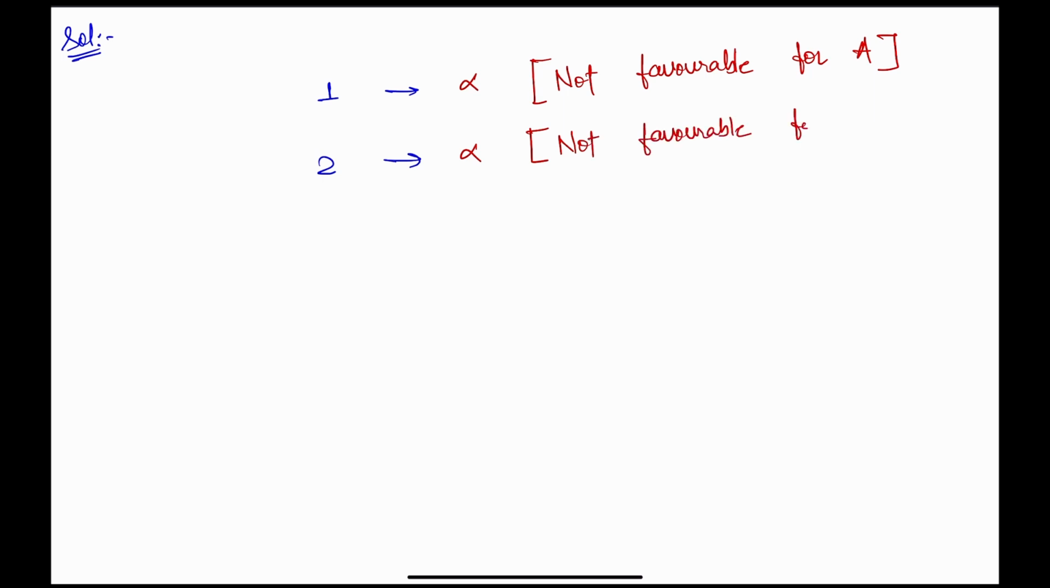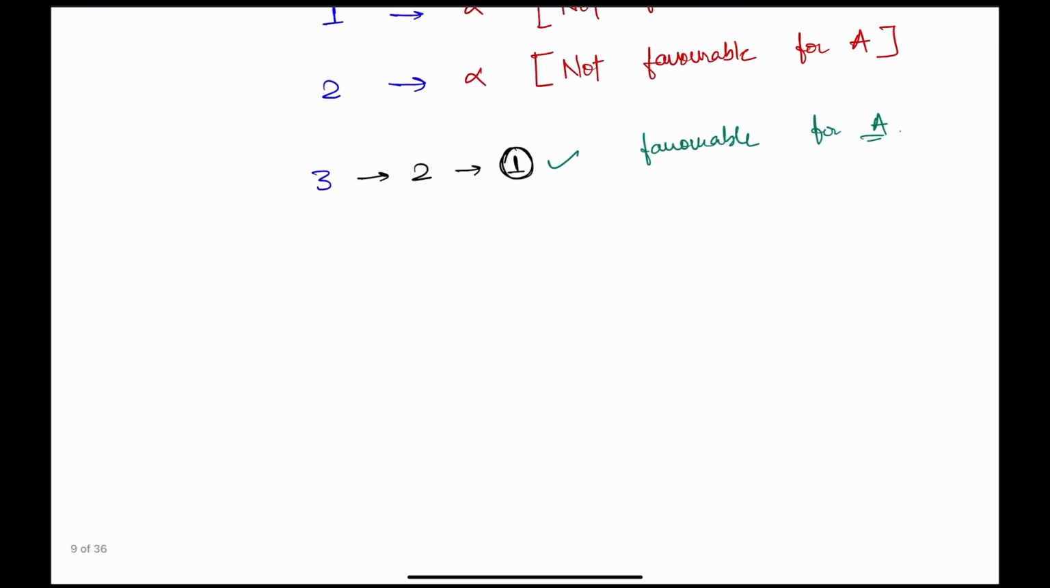This is not favorable for A. But let's come to the 3 coin case. If 3 coins are there, what will our hero A do? A will choose 2 and leave 1 behind. So as 1 is there, B has to pick. So I can say that this is favorable for A, because A is winning over here.